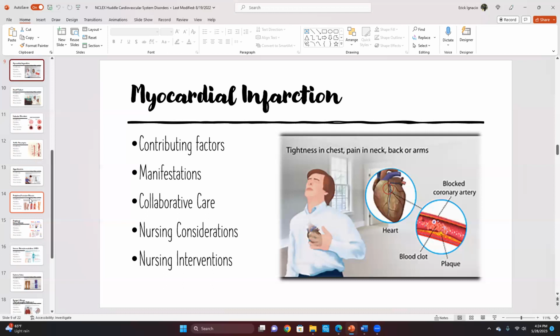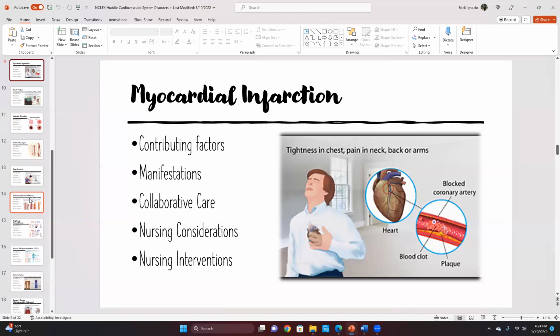Now, how does the MI manifest? This is characteristic. This is NCLEX material all the way. Severe chest pain, unrelieved with nitroglycerin or rest. It is crushing in its quality, radiating to the jawline, the left arm, the neck, and the back.